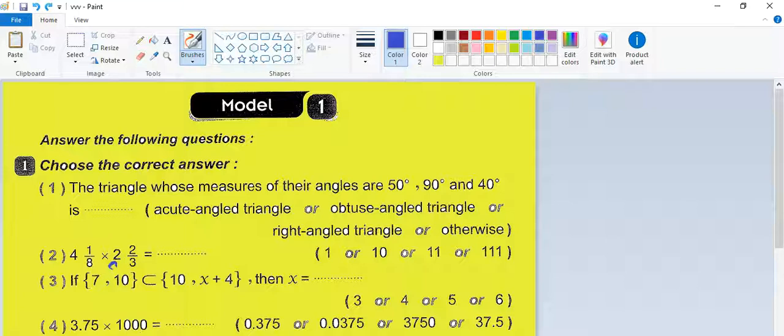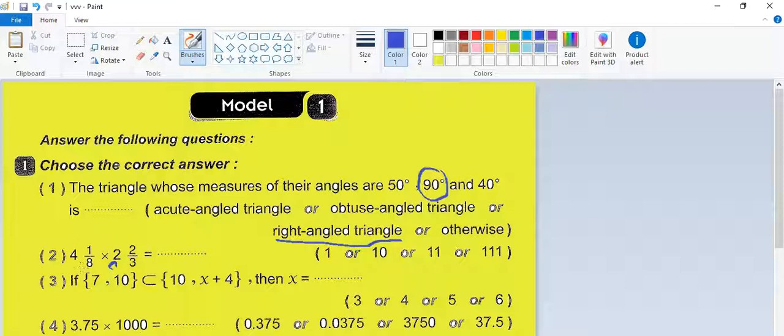Question number 1. The triangle whose angle measures are 90 degrees, 50 degrees and 40 degrees. We'll see which is the greater angle here. The greater angle here is 90. So the final result here will be a right angle triangle.